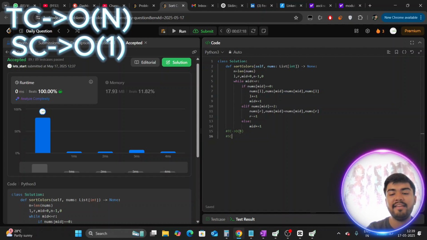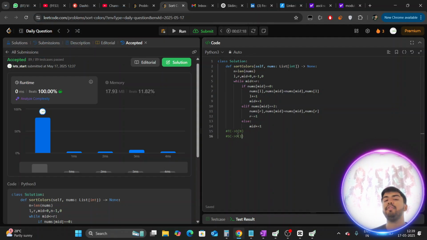And for space complexity, we are playing our entire game with only variables. So the space complexity is also constant, that is big O of 1 exactly for sure. And that is the most optimal time and space complexity that you can achieve for this particular problem.